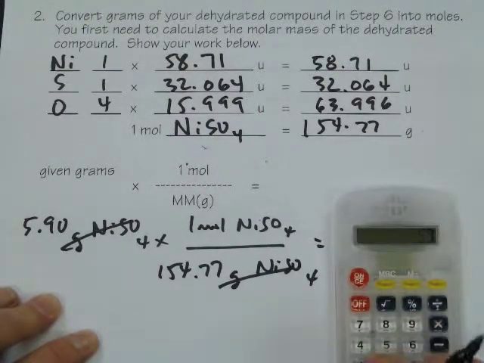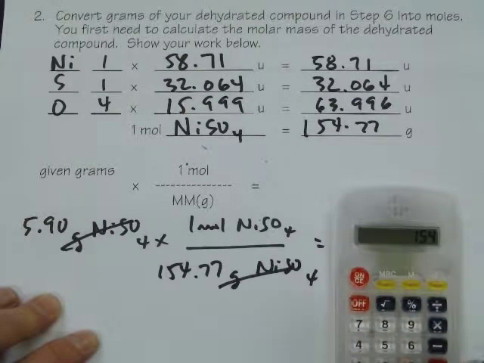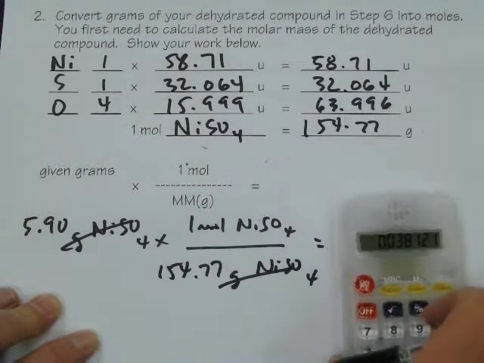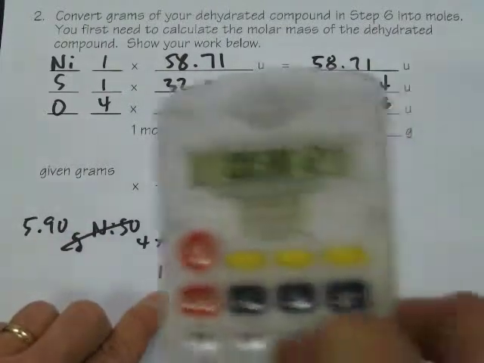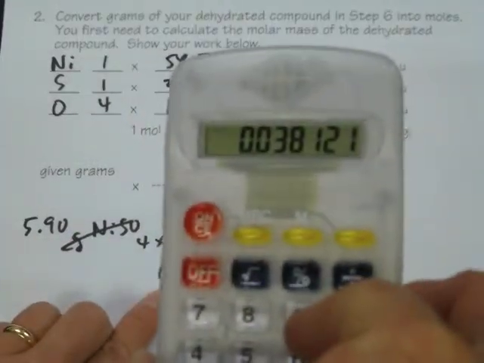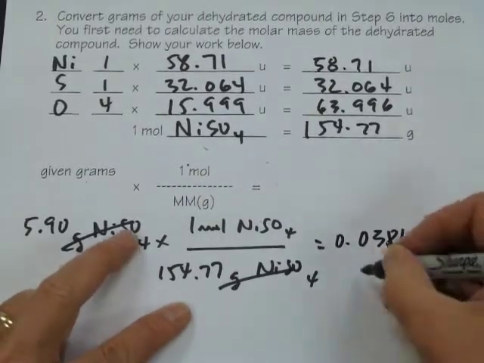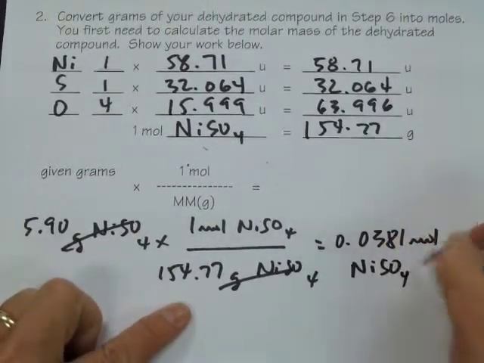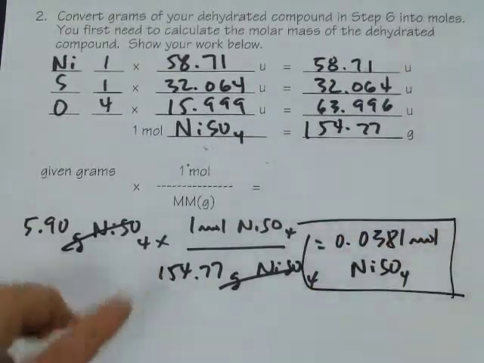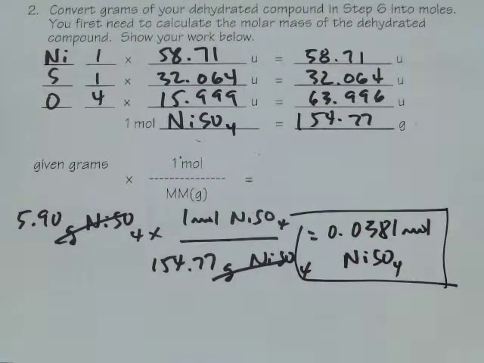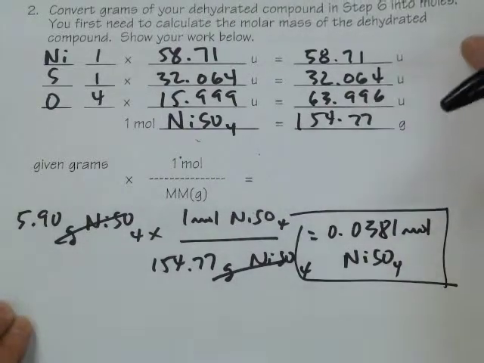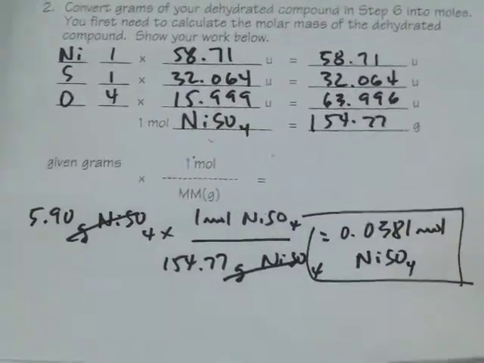5.90 times 1 divided by 154.77 equals, and I've got 3 significant figures that I can keep, so 0.0381 is how many I can keep. 0.0381 moles of nickel sulfate. That's how many pieces of nickel sulfate were in the compound, and compared to how many waters there were in the compound, now I can find out what is the chemical formula of the substance. So let's put it all together.